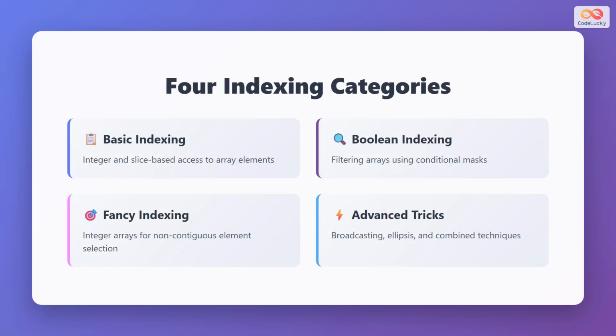NumPy provides four main categories of indexing. First, basic indexing uses integers and slices to access array elements. Second, Boolean indexing filters arrays using conditional masks. Third, fancy indexing employs integer arrays for non-contiguous element selection. And fourth, advanced tricks combine broadcasting, ellipsis, and multiple techniques for powerful data manipulation.